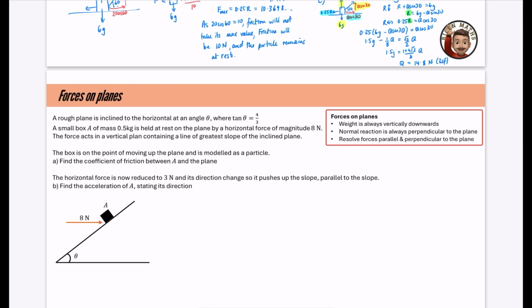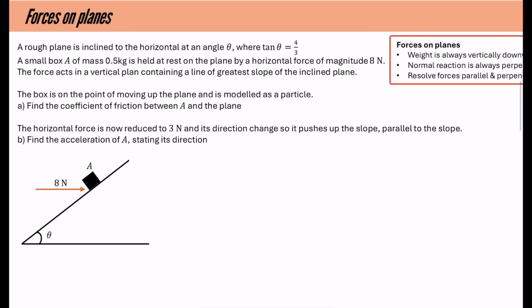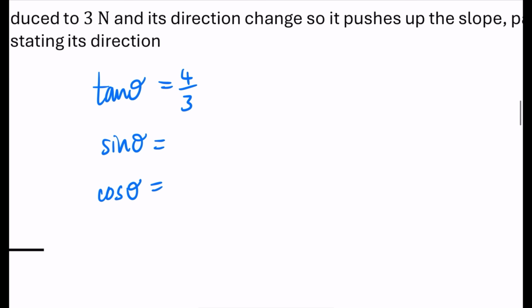So, a rough plane is inclined to the horizontal at an angle theta, where tan theta equals 4 over 3. Now, I always pause as soon as I've got to that stage, because if I know that tan theta is 4 over 3, usually you're going to want to find out sine theta and cos theta in a question. Now, you can do this on the calculator, or the way I always think about this is with a quick triangle.